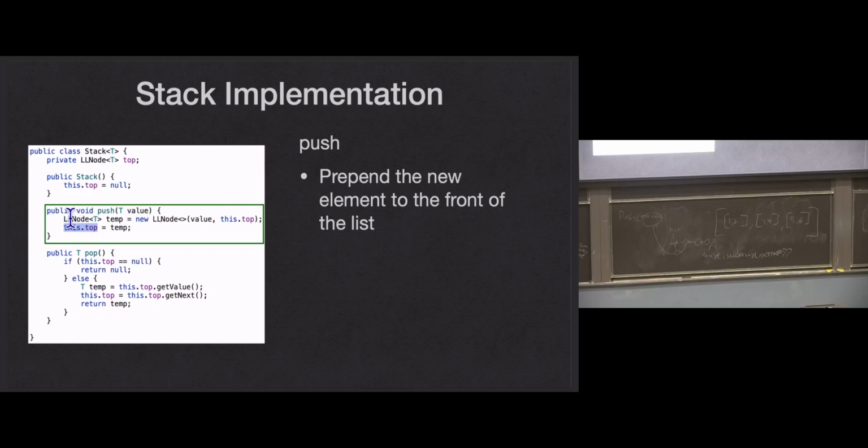And for what it's worth, I could do this in one line. this.top equals new linked list node. That would work as well, instead of using this temp variable. I think the temp variable was for memory diagram purposes at some point, if I recall. I don't know why we use a temp variable there. We don't really need to.